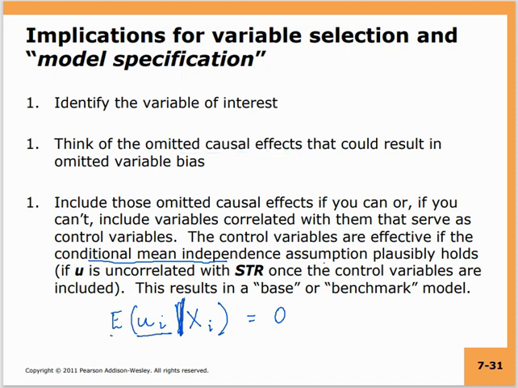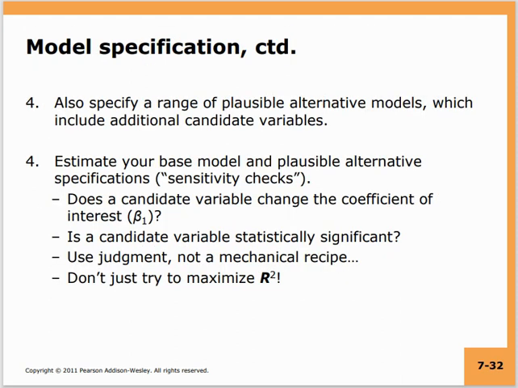So this assumption should be met, and hence you include all the control variables that might affect your ui, the error, the expected value of the ui's. So this results in a base or benchmark model. Also specify a range of plausible alternative models which include additional candidate variables. So basically look at all the variables that you may be interested in.